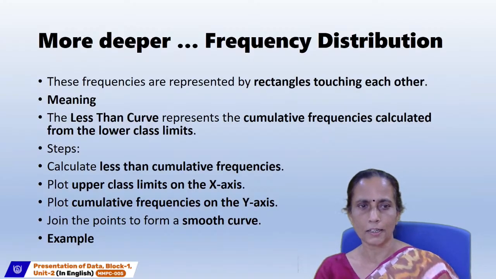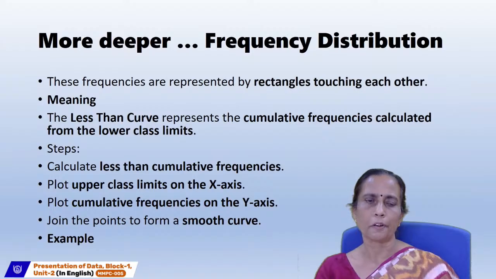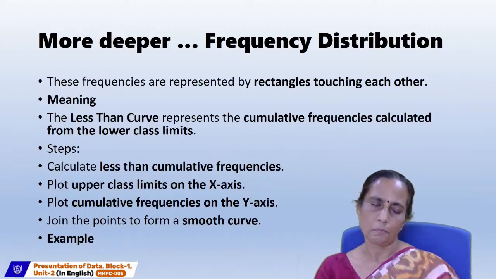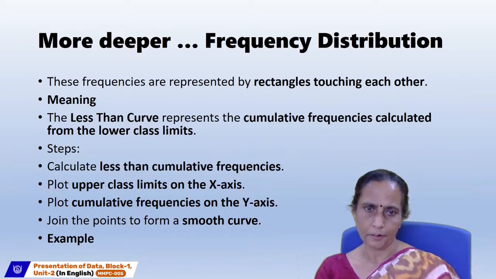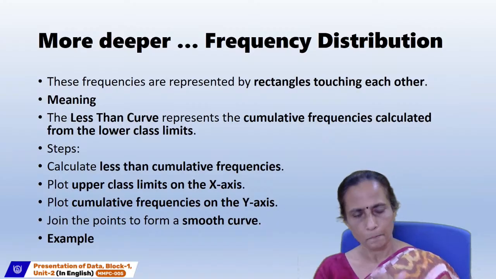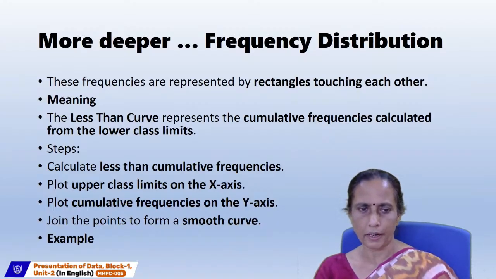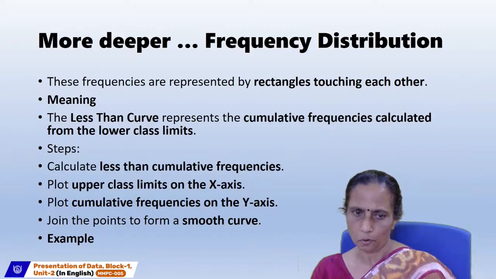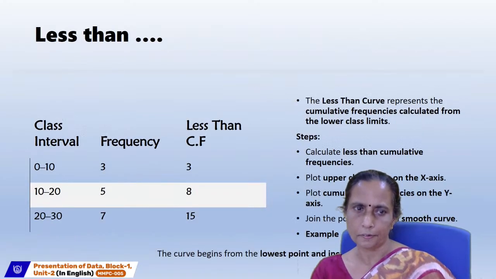And we have two sorts of cumulative frequency distribution representations: one is the less than curve, and one is the more than curve. The less than curve represents the cumulative frequencies calculated from the lower class limits. So calculate the less than cumulative frequencies, put the upper class limits on the x-axis, plot the cumulative frequencies on the y-axis, and join them in the form of a smooth curve.